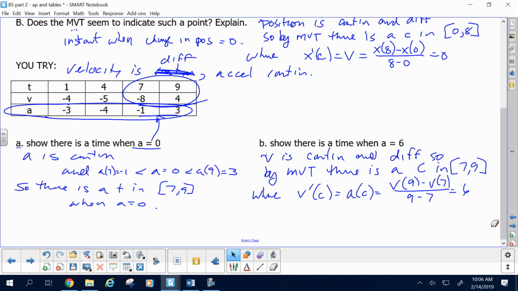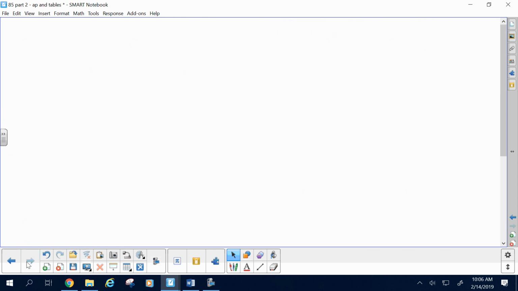Like, there's some problems on the... So what would you do? Just write that it's not differentiable, so MVT is not applied. Okay, so that would be the whole problem. Yep. Okay. All right, questions on 5.2, 1, 4.